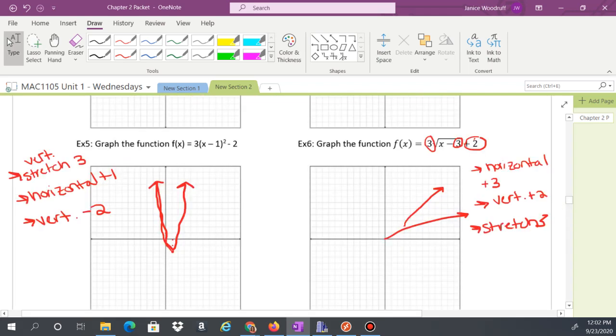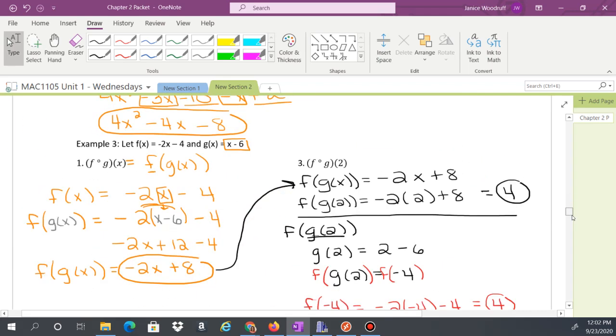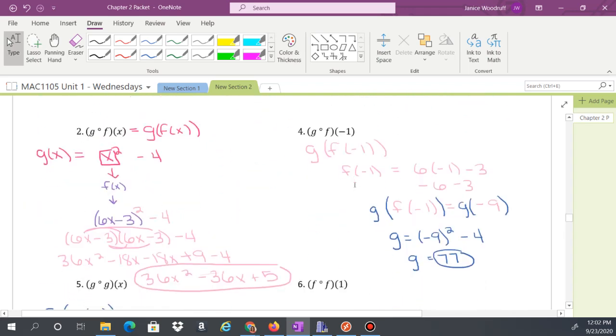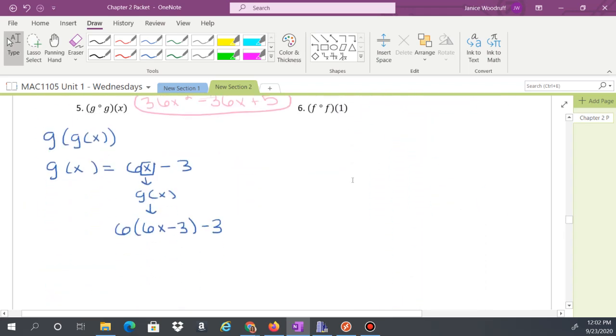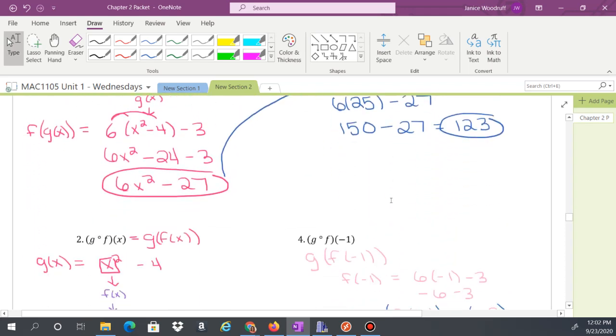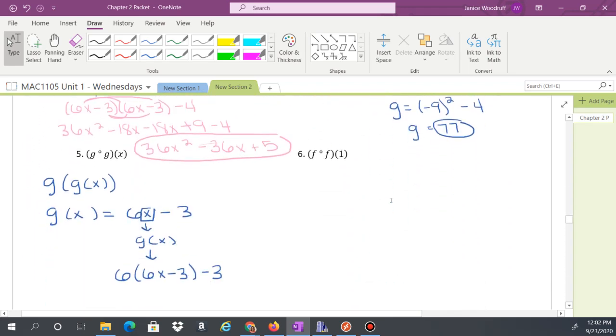Let me just check the function here. Oops. Yes, okay. Oh, I did f of x. That's my bad. G of x is x squared minus 4. We'll come back, but let's just go forward with this, because you could do the same thing for f of 1. Okay, so these are f's.